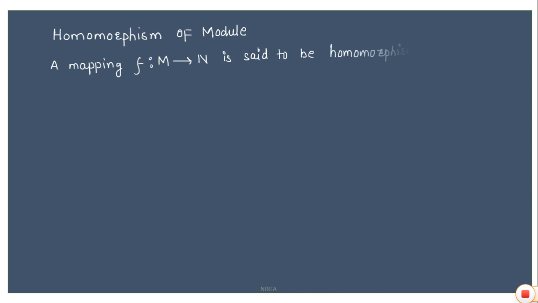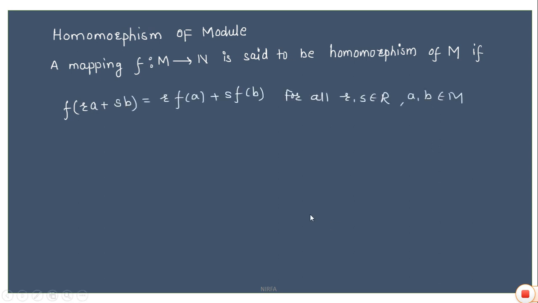Okay, after that we are going to define a new concept, that is a homomorphism for modules. A mapping f from module M to module N is said to be a homomorphism if f satisfies this condition: f of ra plus sb is equal to r times f of a plus s times f of b, and this condition must be valid for all the elements r, s from R and a, b from module M.